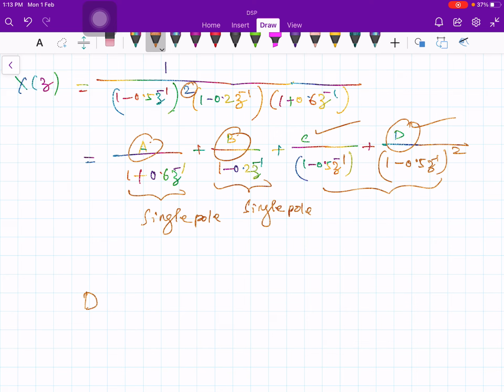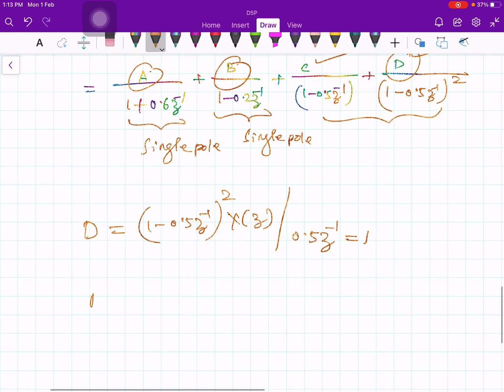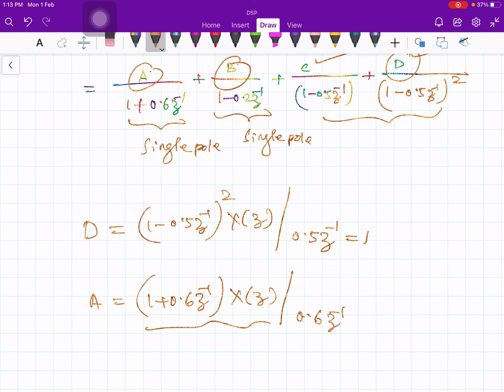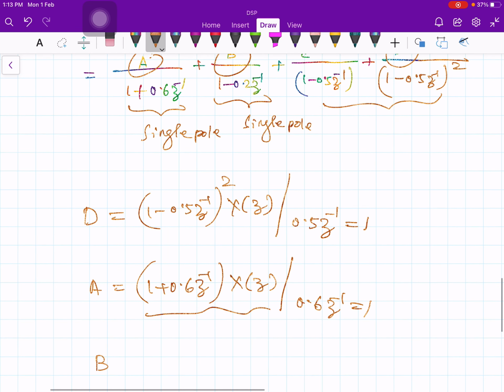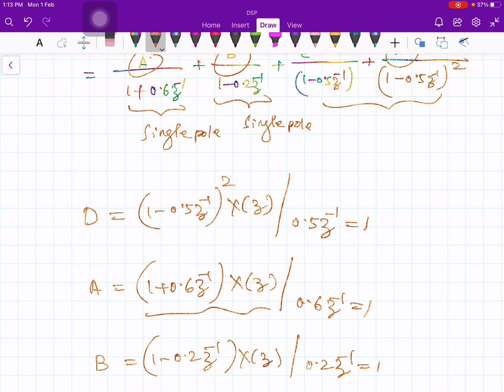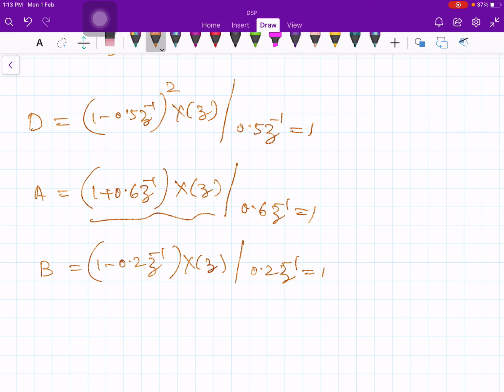So how will you calculate D? D is equal to 1 minus 0.5 z to the minus 1, whole squared, times X(z), and then evaluate at 0.5 z inverse is equal to 1. Simply you can find out. Similarly, you can find the A value: A is equal to 1 plus 0.6 z inverse multiplied by X(z), evaluated at 0.6 z inverse equal to 1. And B in the same manner: B is equal to 1 minus 0.2 z inverse multiplied by X(z), evaluated at 0.2 z inverse equal to 1. So straight away you can do this. I have done this, and the results are as follows: D is equal to 25 by 33, A is equal to 27 by 121, and B is equal to 1 over 9.